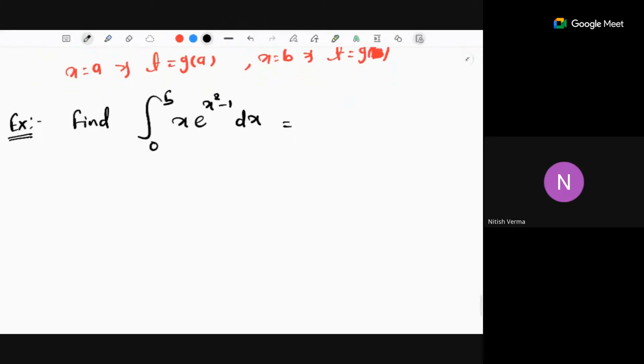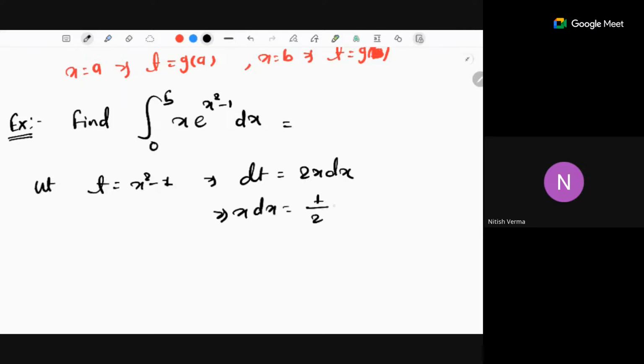Okay, so let's solve this one. Obviously, we don't know the integration of e to the power x square minus 1. And if you take x square minus 1 as your g of x, you will get x dx as the dt part. So let us assume that t is equal to x square minus 1. Then you will get dt is equal to 2x dx, since the derivative of minus 1 is 0. So you can change x dx by 1 by 2 dt.